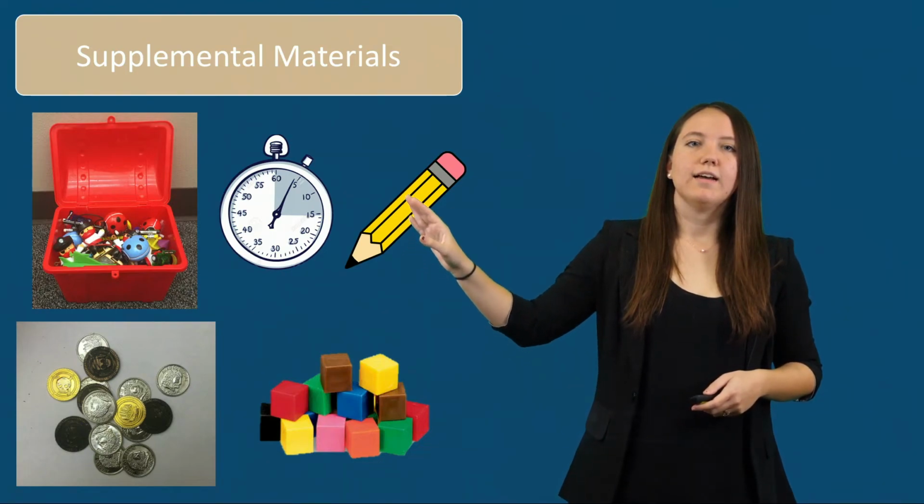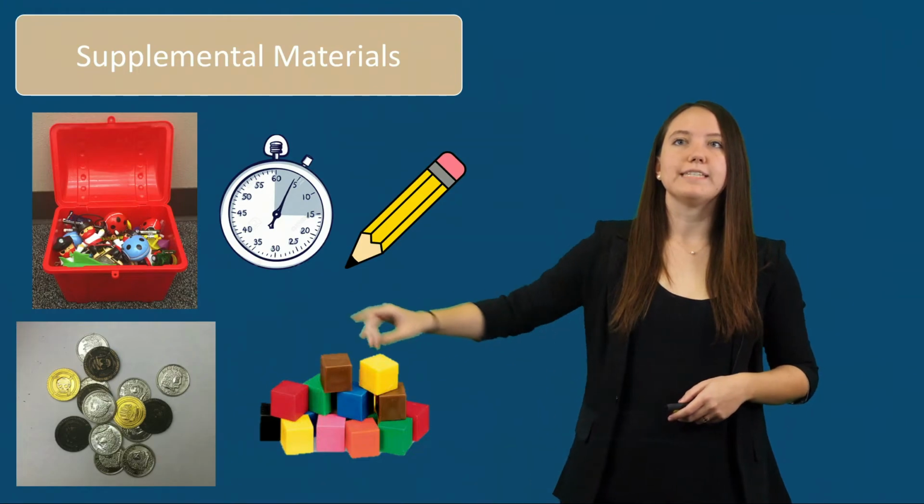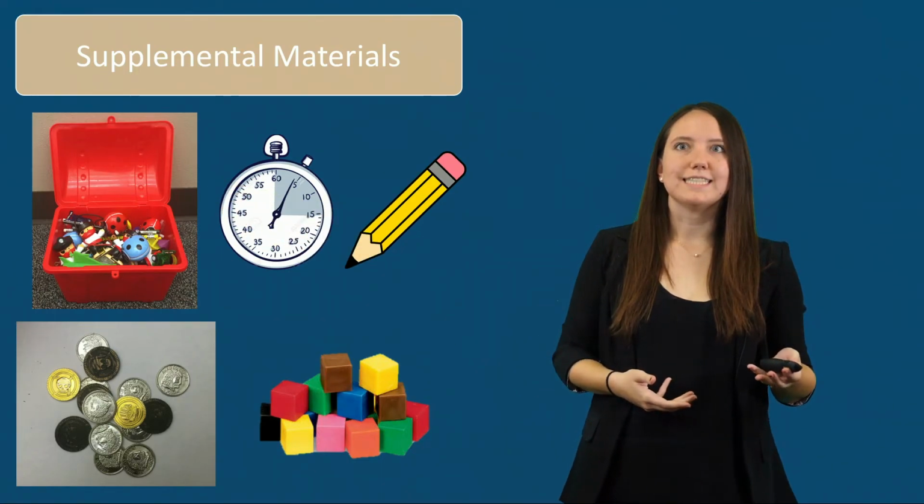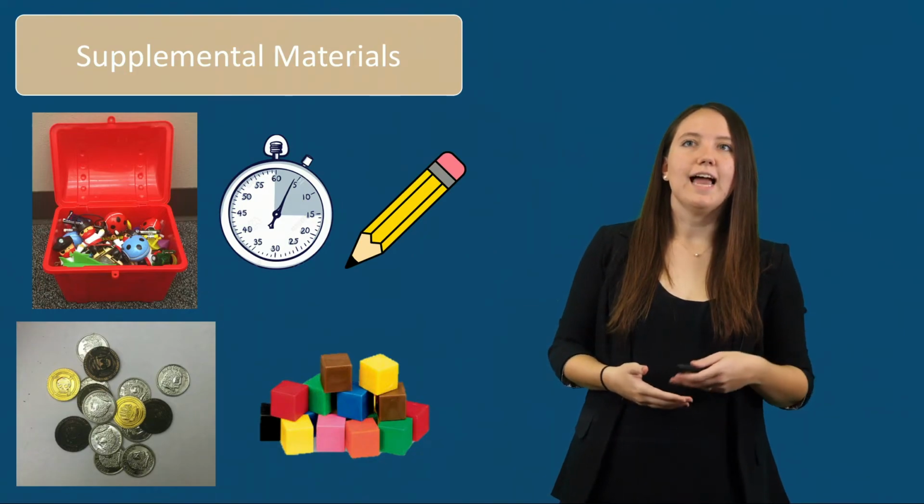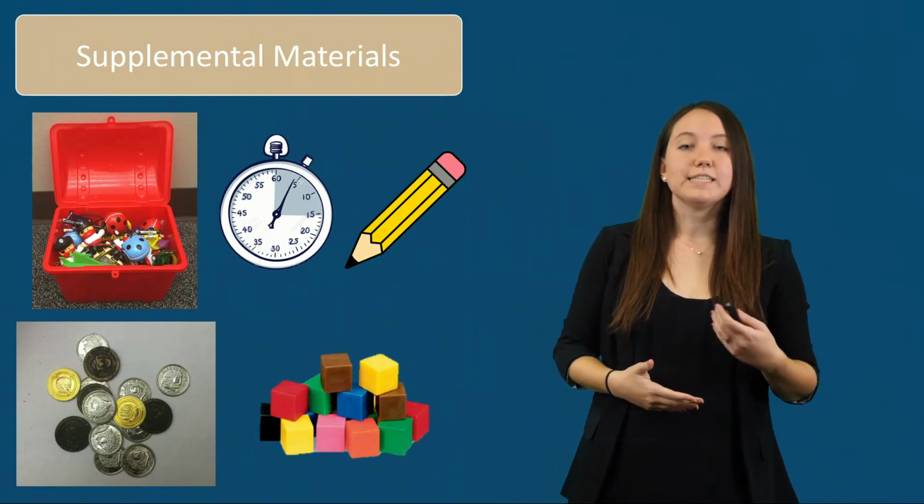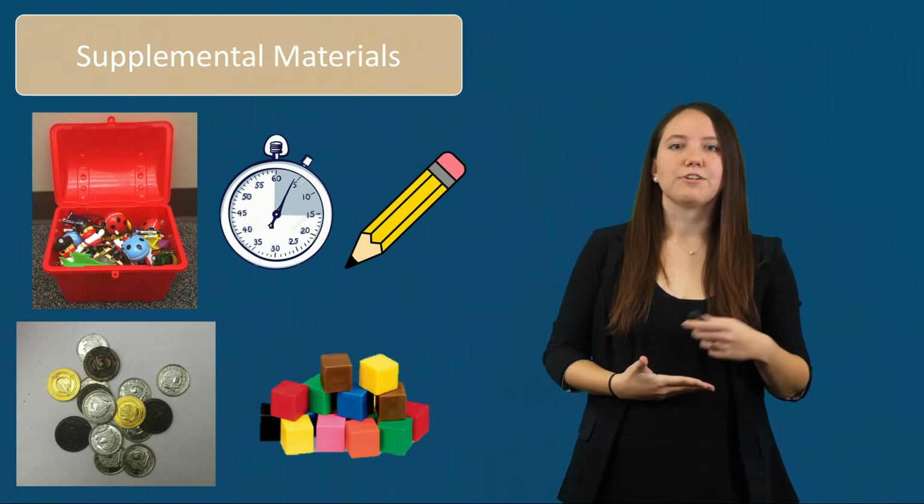Next, we see that the following materials are used throughout the program but are not included in this manual. So we see a treasure box with prizes. You can use any box that closes. It doesn't necessarily need to be a treasure box. And you can use any small prizes that students would like. And this is used at the end of the lesson when students have filled up all the spaces on the treasure map.